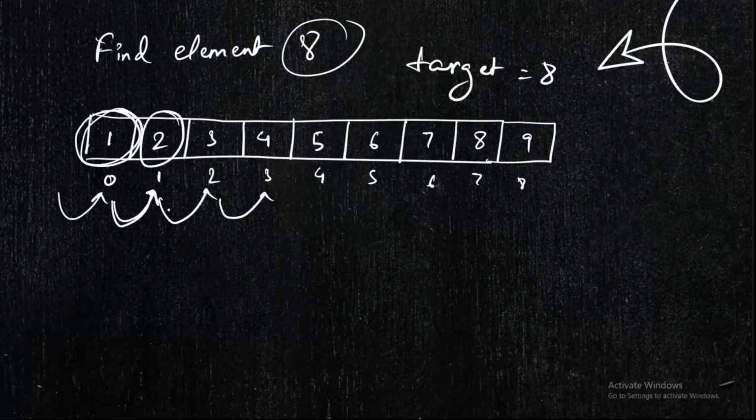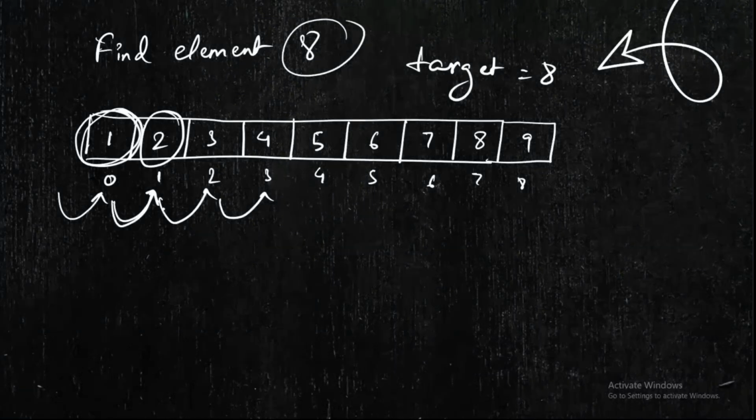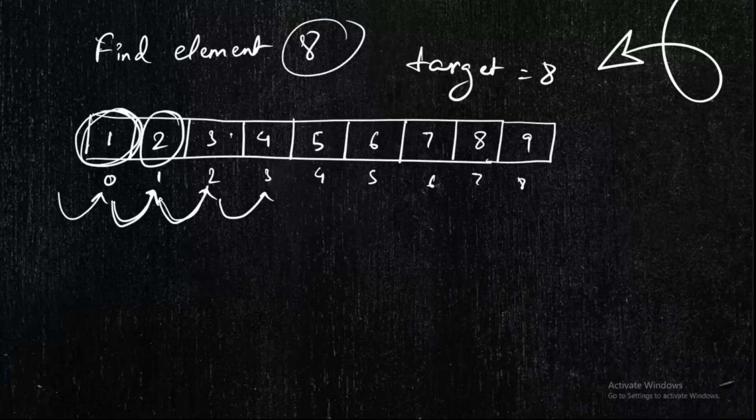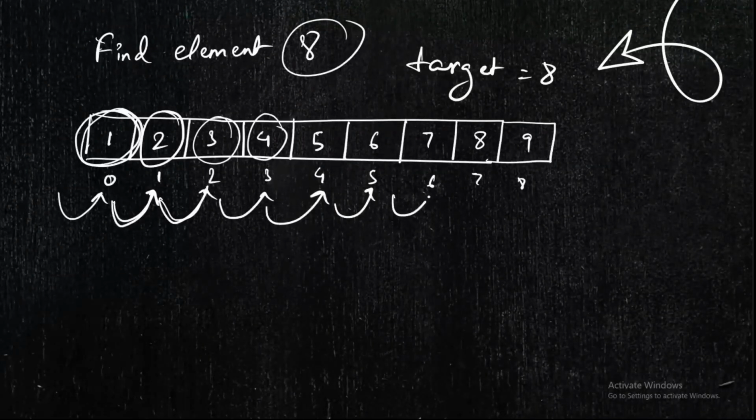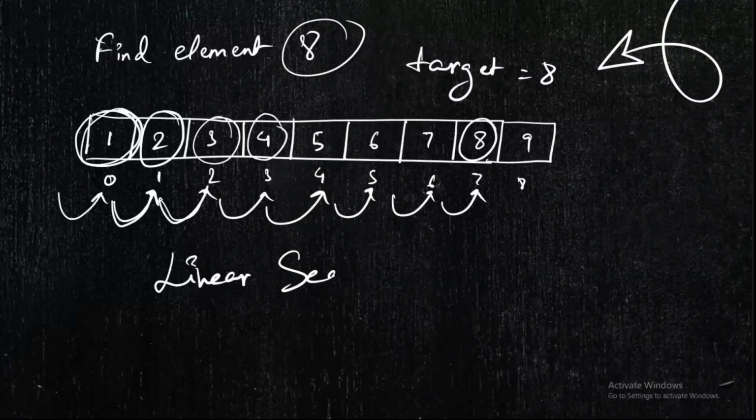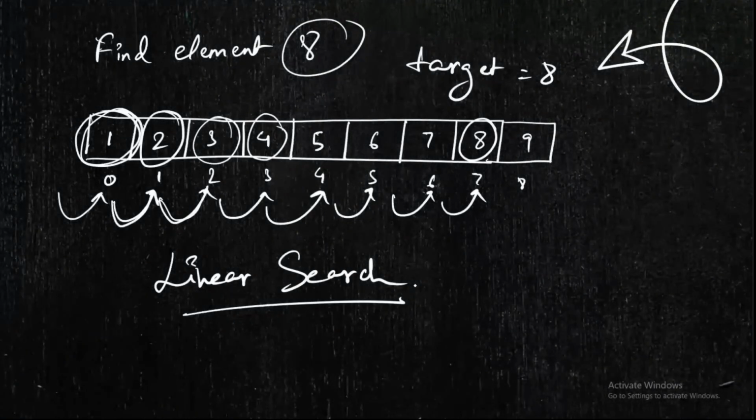So this is the most easy way of searching. Am I right? We go one by one and check whether our target element is present here or not. So we keep on going until we find our target element 8, which is at index 7. So this is the main idea behind linear search.